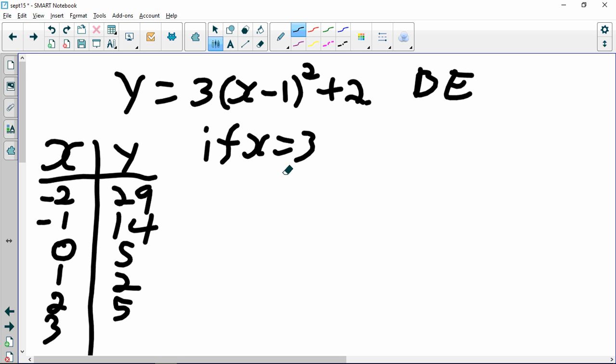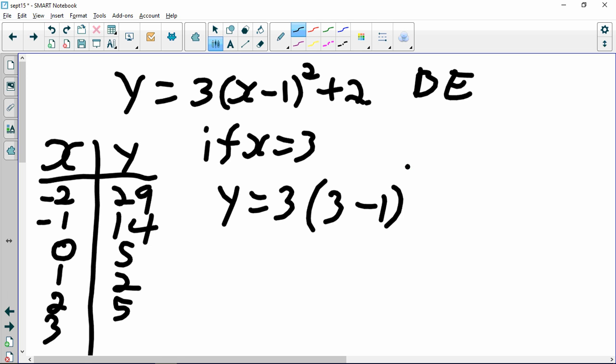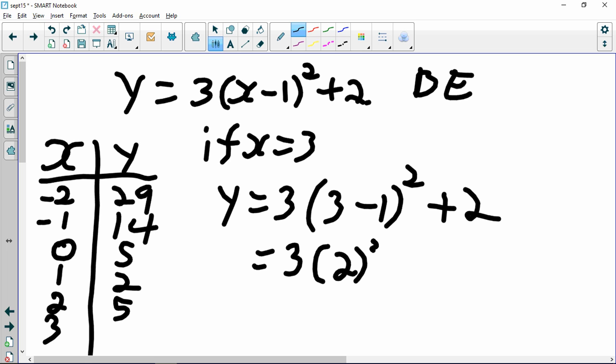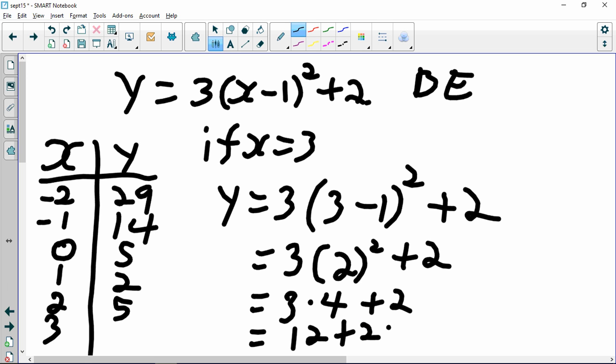If x equals 3, y is 3, and then we replace x with 3. (3 minus 1) squared plus 2. 3 minus 1 is 2. So y is equal to 3 times 2 squared plus 2. 2 squared is 4. So I've got 3 times 4 plus 2. 3 times 4 is 12. So I've got 12 plus 2, which is 14. So my y values are 29, 14, 5, 2, 5, 14. And you should always see a pattern emerge where it's symmetrical. If we go to 4, we know ahead of time that's going to give us a 29.